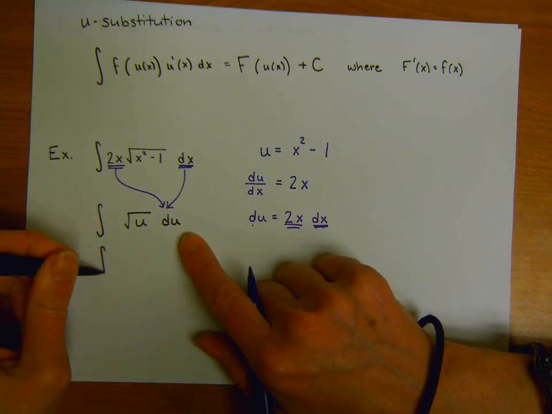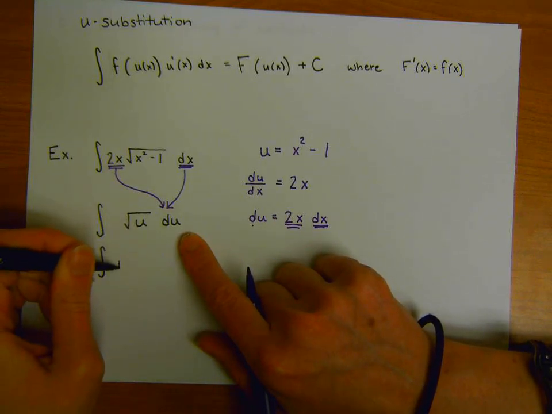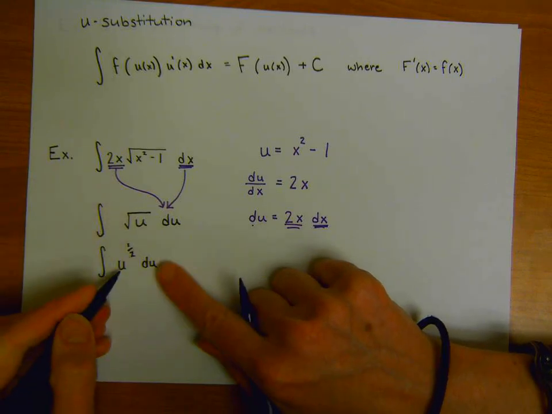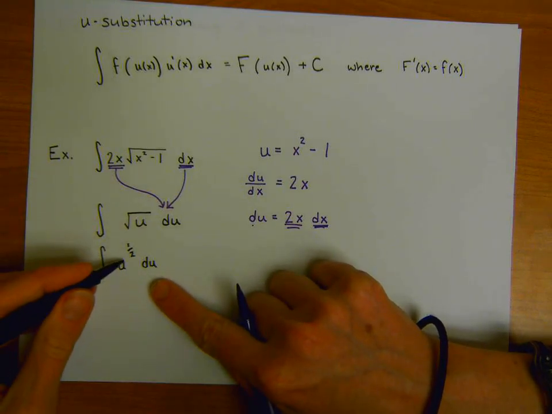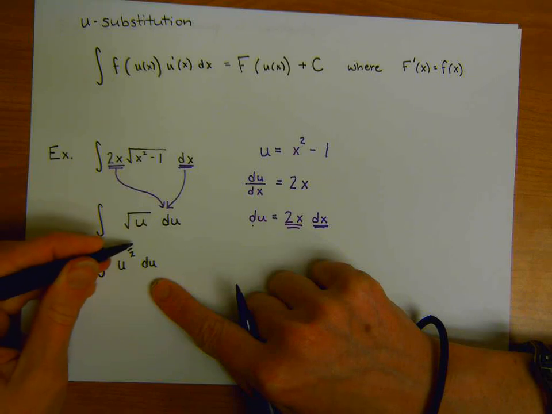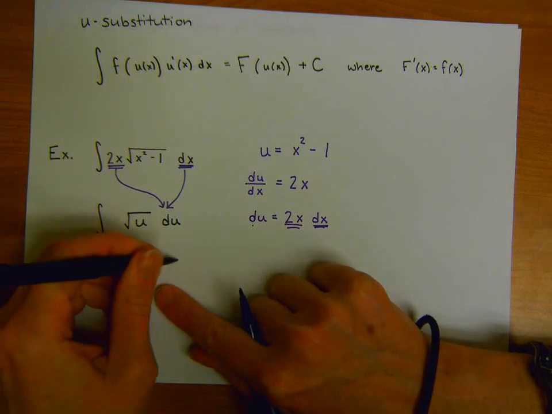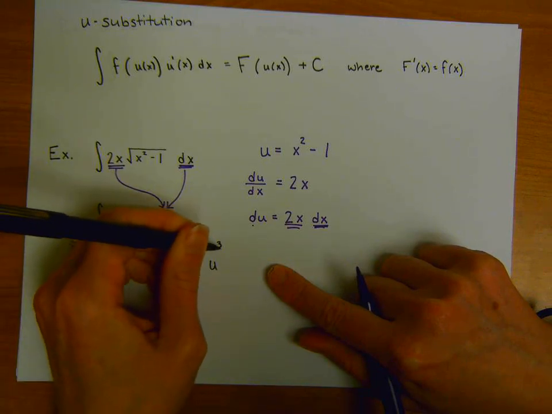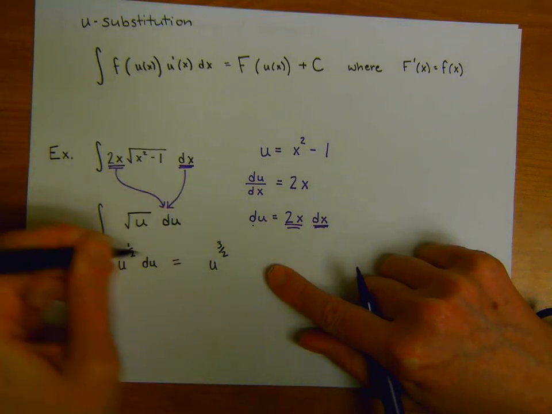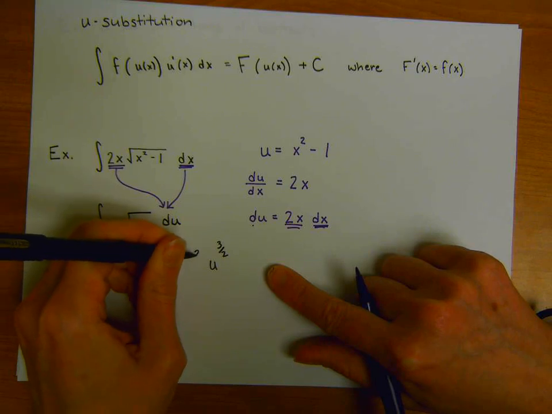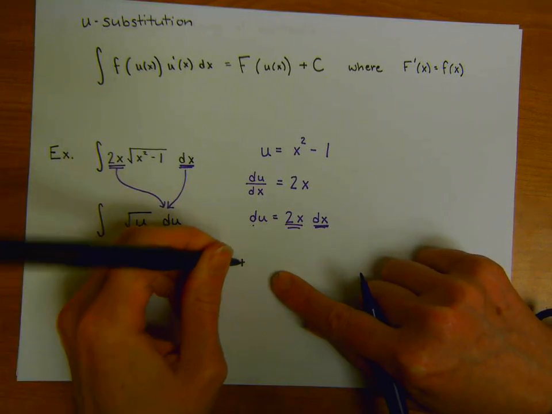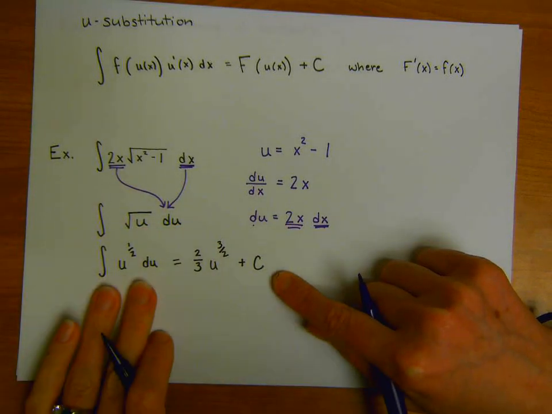I can rewrite this u integral. The square root of u is the same thing as u to the 1/2. And I know how to integrate u to the 1/2. I can use power rule. I'm going to raise up the power and then multiply by the reciprocal. So this becomes u to the 3/2, because a half plus 1 is 3/2, and I multiply it by 2/3 plus c, right? I just did my integration.